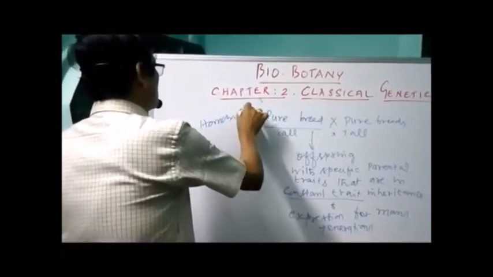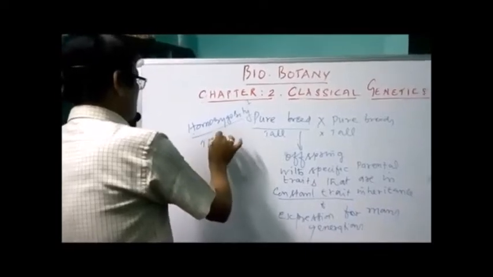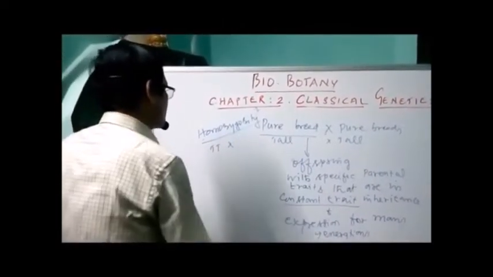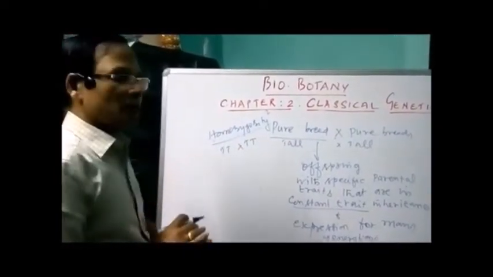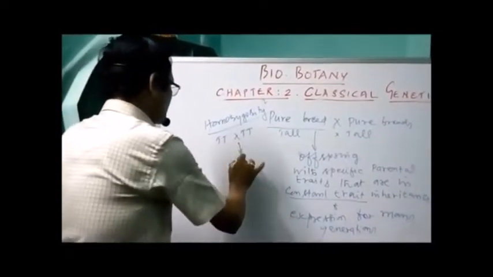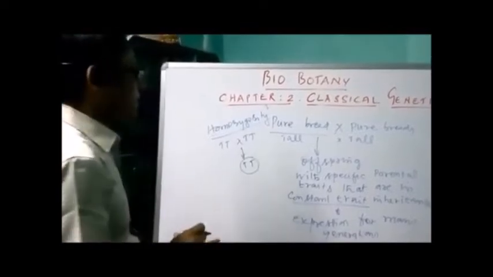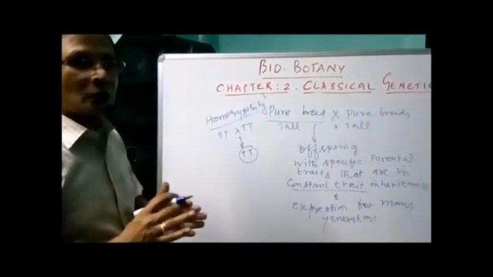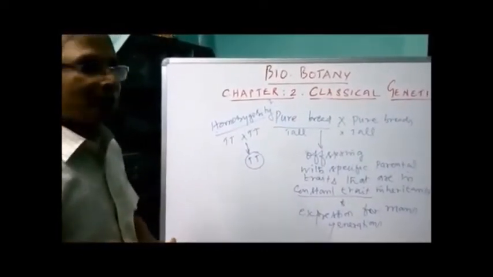Pure breeds always result in homozygosity. For example, this is a pure breed: tall versus tall. We'll see what T is for later. It will express, and it results in once again tall. So we are getting only the homozygous condition in the case of pure breeds. Pure breeds always result in homozygosity. There is no formation of heterozygosity.